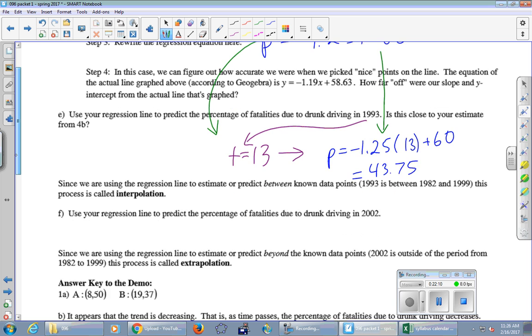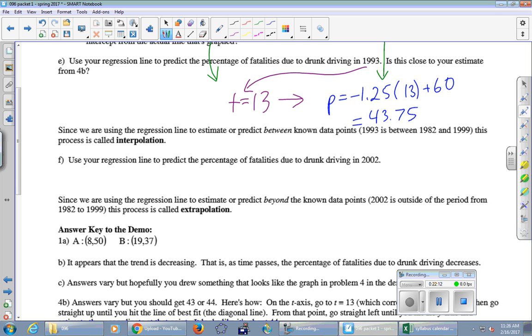In this case, because 1993 is within the data table, like it's not in there, but it's within the range of years for the data table, we got a fancy word for it. We call it interpolation. When you are in between the extremes of the data, we call it interpolation, as opposed to 2002. What's the last year in the table? 1999, and 2002 is after that, so we're going to have a different word for this. It's going to be extrapolation. If you're outside of the range in the table.